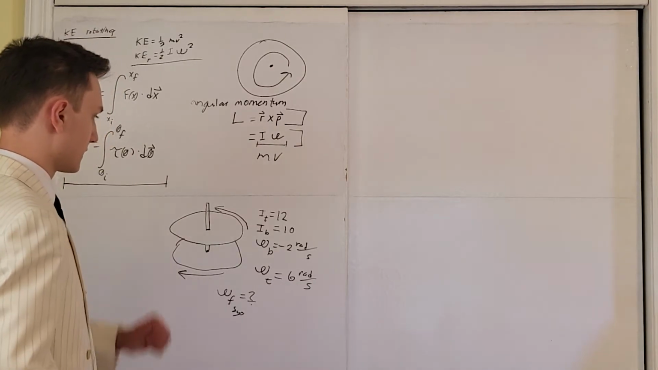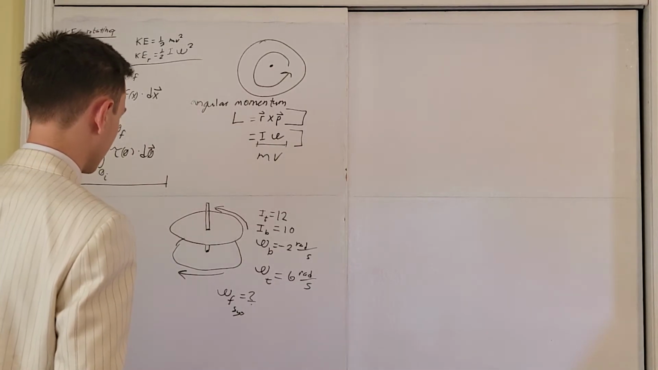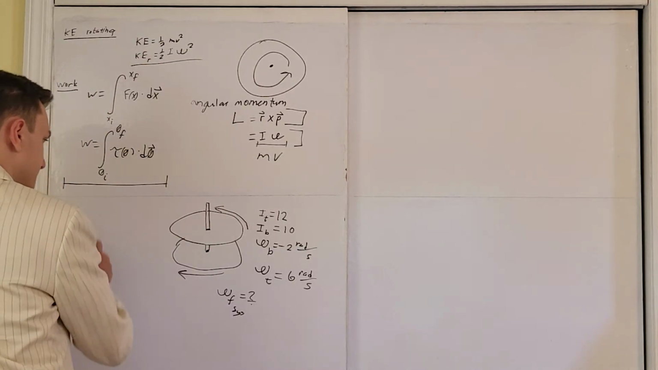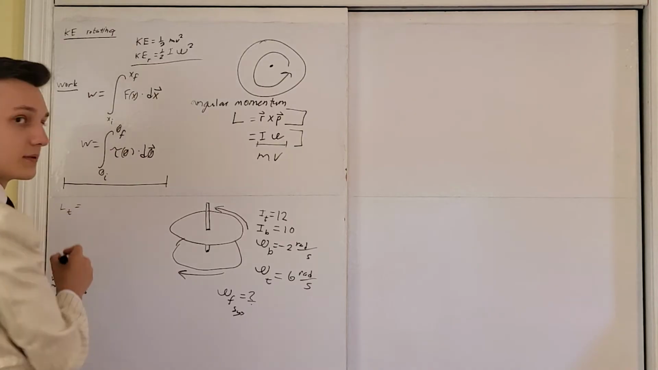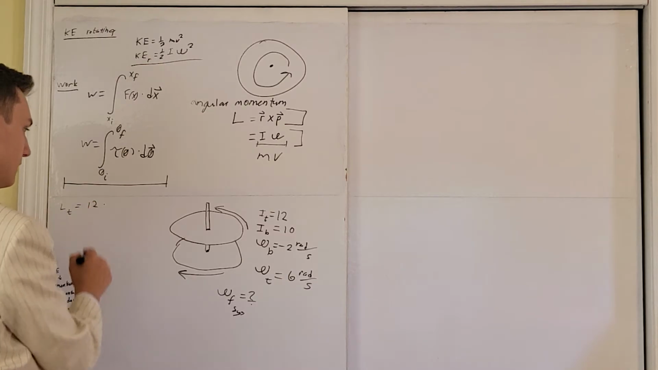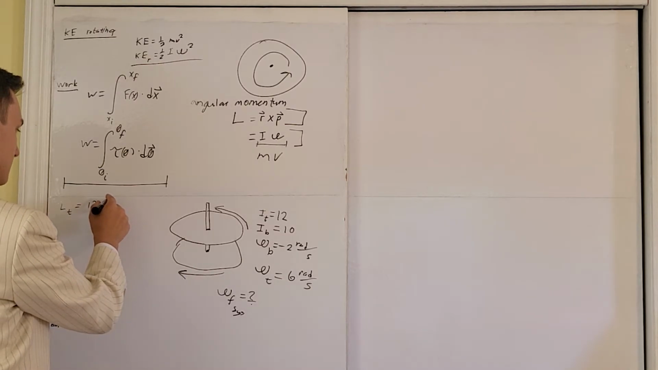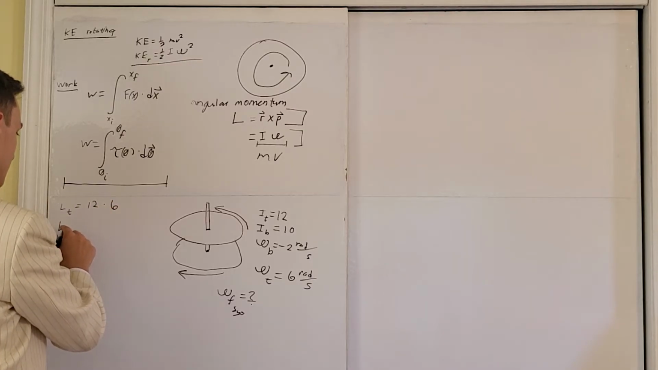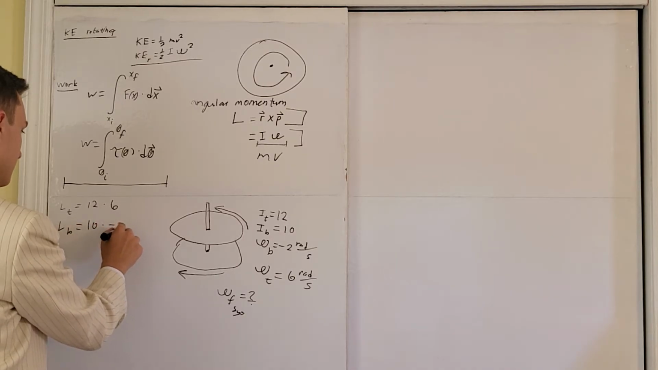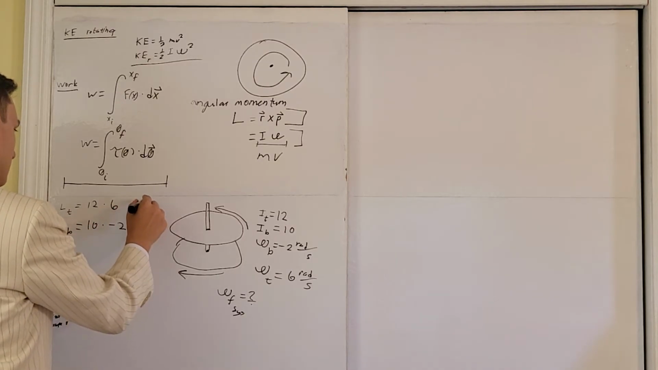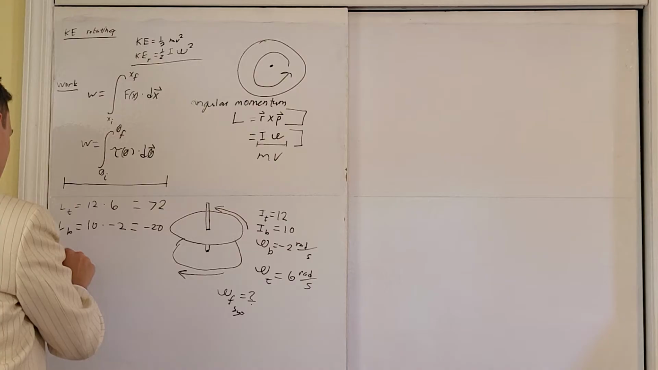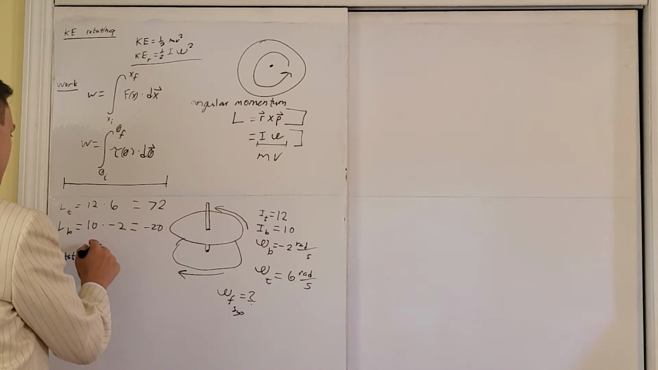So this is a conservation of angular momentum problem. Let's calculate our total angular momentum. First, we calculate the angular momentum of the top disk. Angular momentum of the top is our moment of inertia 12 times our angular velocity 6, which is equal to 72. Angular momentum of the bottom is our moment of inertia 10 times our angular velocity -2, which is equal to -20. Therefore, the total is going to be 52.